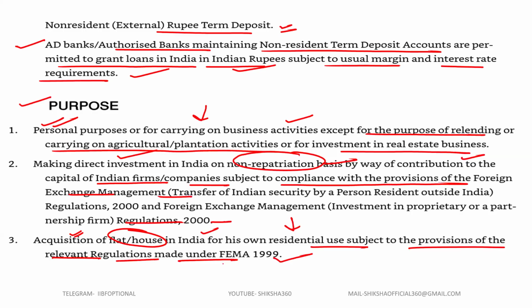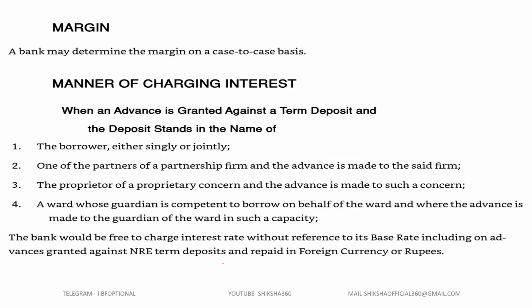Okay? So basically for these specific purposes, loan against the term deposit will be allowed. So what is the margin here? A bank may determine the margin on a case-to-case basis. So charging interest, clear? What is the manner of charging interest?